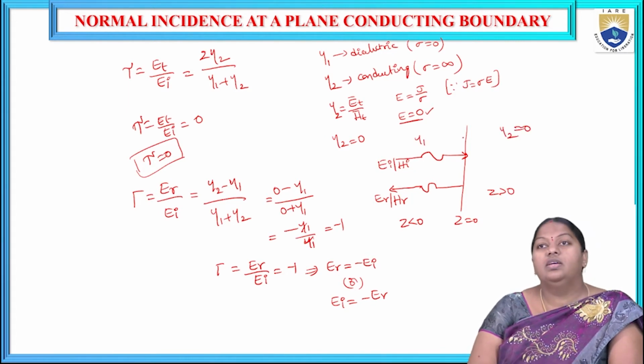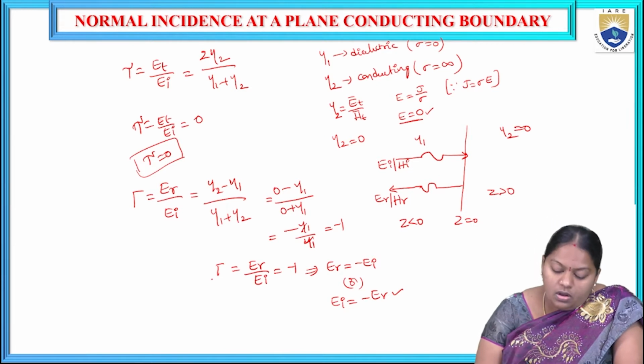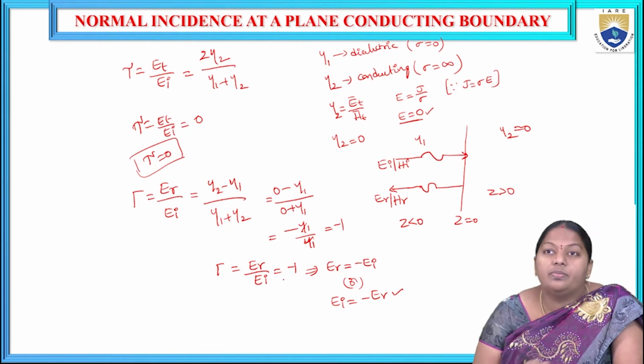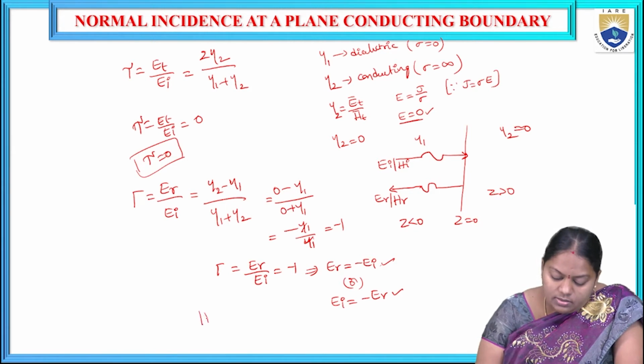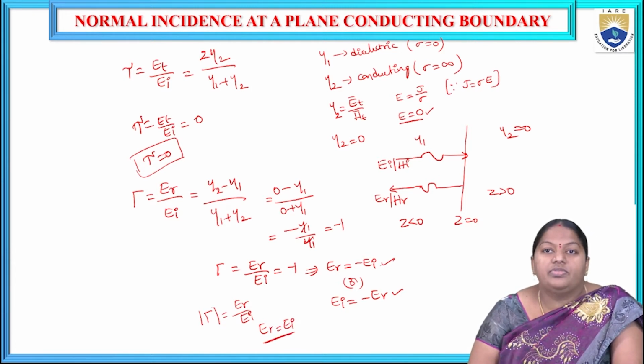Eta 2 equal to 0 for the conducting medium. Right? So EI equal to minus ER. Okay? Suppose if you consider gamma equal to ER by EI equal to minus 1, then ER equal to minus EI, or EI equal to minus ER, depending upon these two waves. Or suppose if we consider modulus of gamma, we have ER by EI equal to 1, meaning ER is equal to EI only when we consider the magnitude of the reflection coefficient.